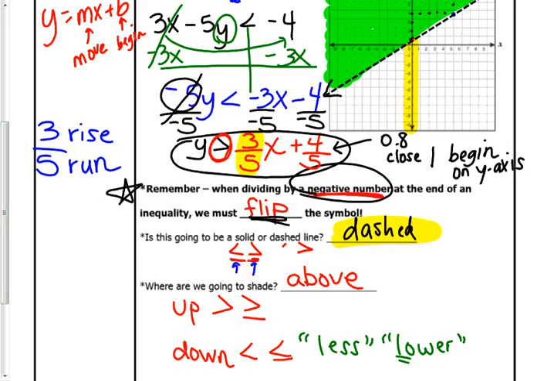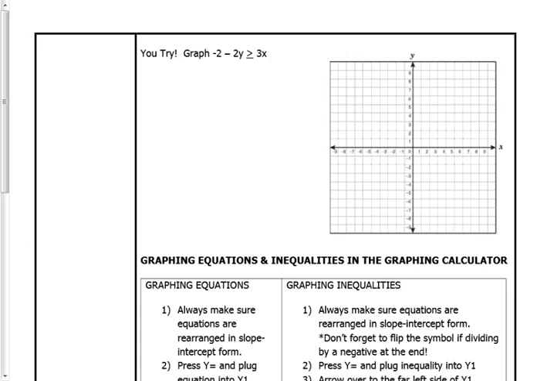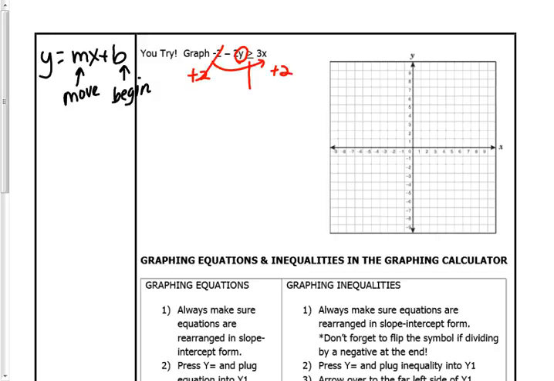Okay, let's do another one. All right, so we're going to graph this one here. Okay, so before we can graph, we need it in y equals mx plus b form, so we know where to move and where to begin. Okay, so I need to get y by itself. So I'm going to have to move this -2 over here first. So I want to add 2 to both sides. Okay, so we're going to get -2y is greater than or equal to 3x plus 2.